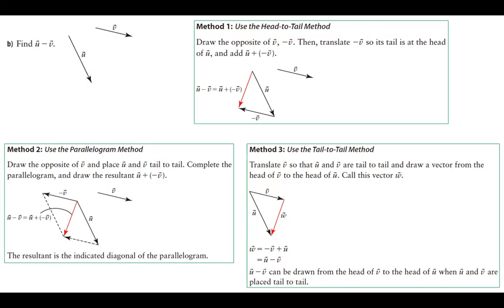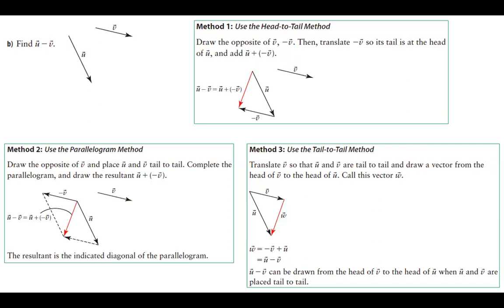You understand? Okay, method two is to use a parallelogram method. You can draw the opposite of vector v and place vector u and v tail to tail. Complete the parallelogram and draw the resultant u plus negative v. Again, in this diagram, the vector highlighted in red is your target vector, which is u minus v. The resultant is the indicated diagonal of the parallelogram, right?